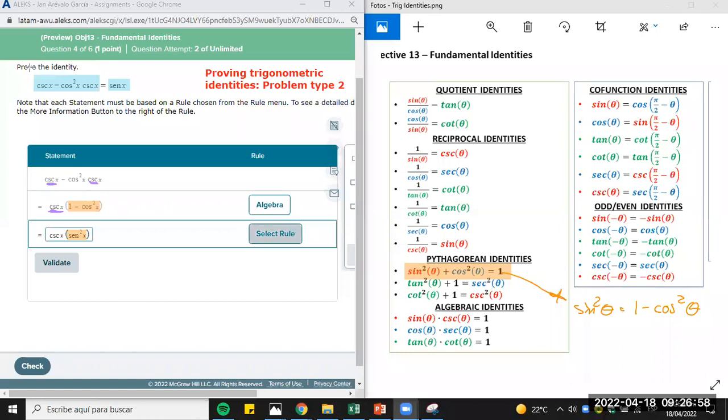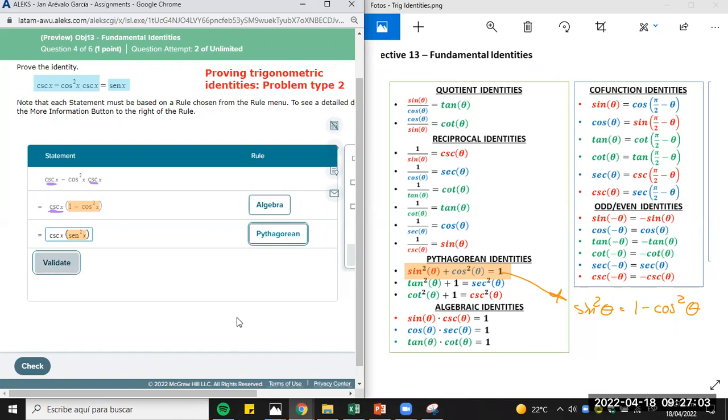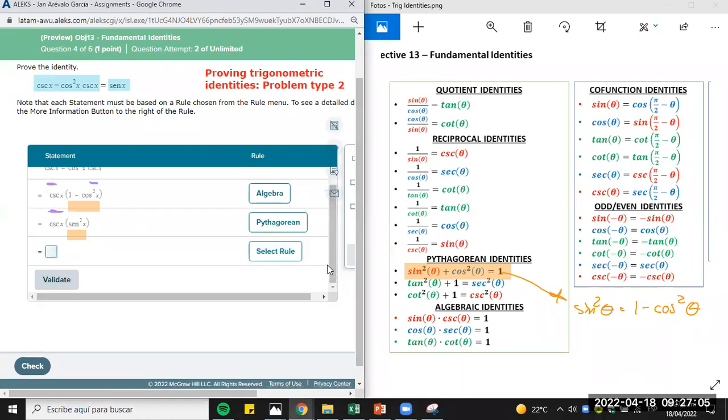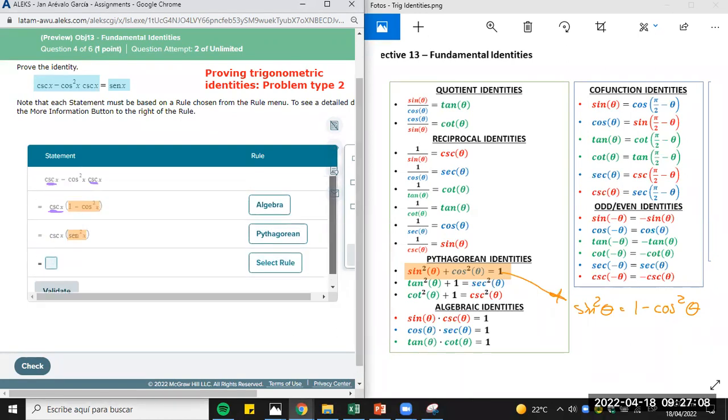So it looks good so far. This was a Pythagorean identity, and I'm going to validate before going any further. Okay, that looks good. And then what then? What should we do?